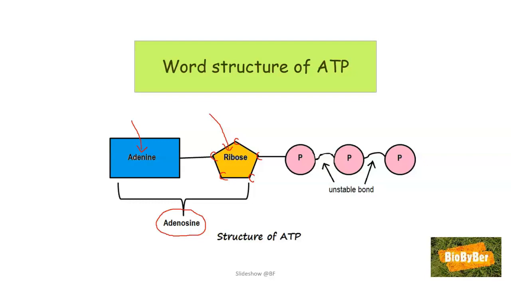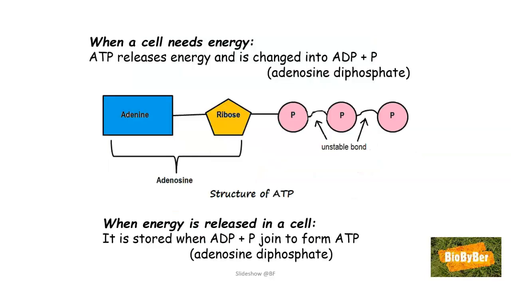The phosphates are found here at the end and are bonded to one another. The bonds contain a lot of energy. Sometimes they're referred to as energy-rich bonds. Other times they can be called an unstable bond, whereby they contain a lot of energy. You need to be able to draw this structure.